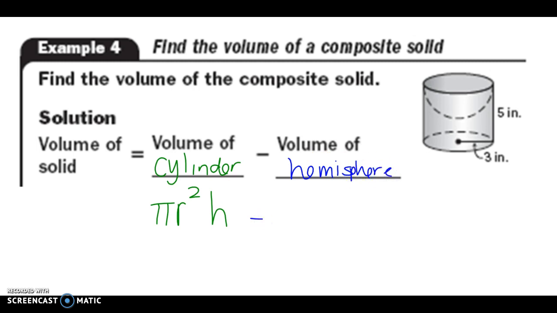And let's do it the other way Mr. Starks talked about. Let's find the whole volume and then divide it by 2. So it's the whole volume of a sphere. What's that formula? 4/3 pi r cubed, and then we'll divide by 2.